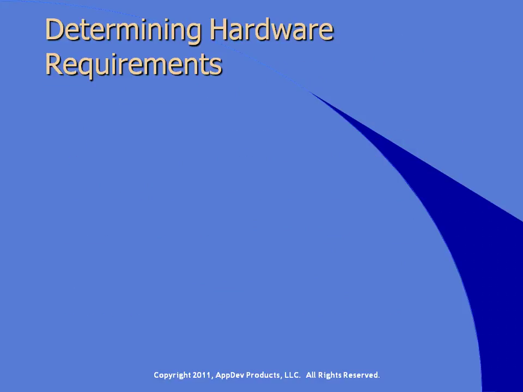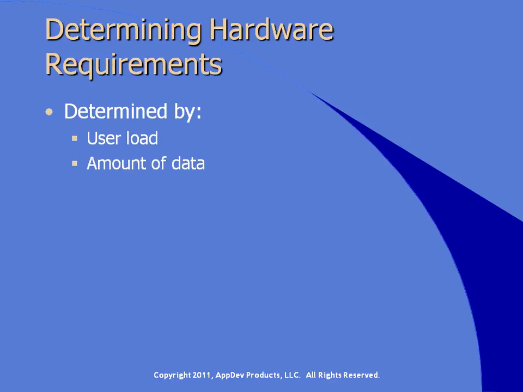Determining hardware requirements. SharePoint can be scaled up by specifying more powerful CPUs and additional memory, or it can be scaled out by adding physical servers, additional WFEs, web front ends. Initial SharePoint hardware requirements depend on the user load, how many users you expect, how much data will be stored, and how available the system must be. If this is a high requirement, then you want to make sure you have redundancy across the board.